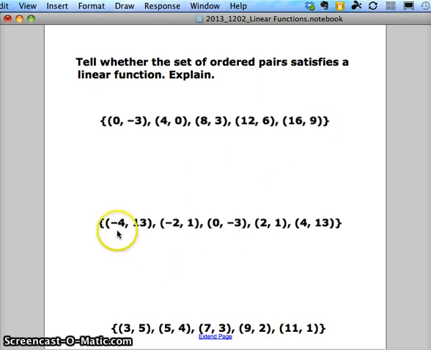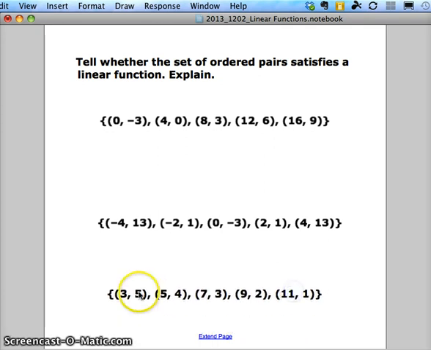First, we can determine, is this a function? -4 is paired with -2, 0, 2, and 4. So we have 4 different x values, each paired with their own y value. So from 4 to -2 goes up +2, +2, +2, +2. On the y values, we go down 12. Do we go down 12 again here? No. Down 12 here? No. Down 12 here? No. So this is not a linear function.